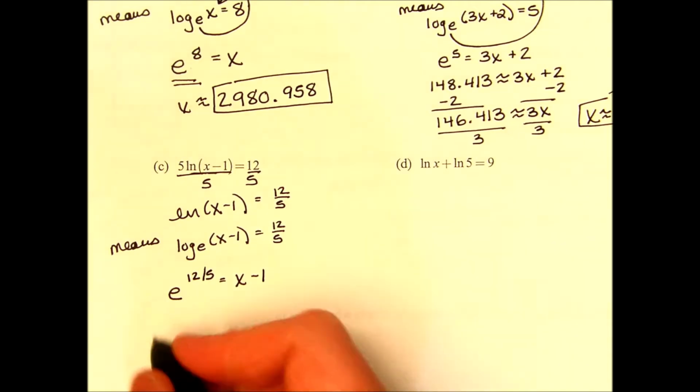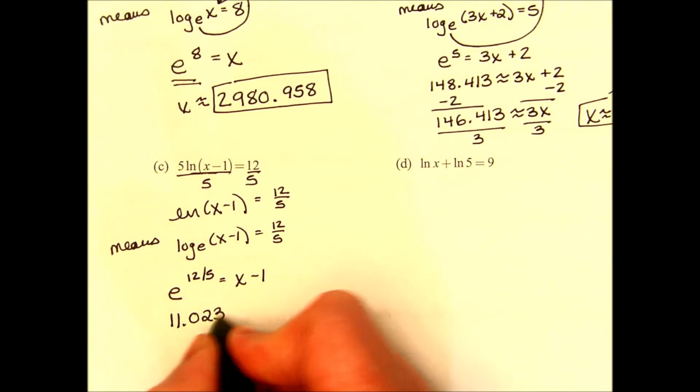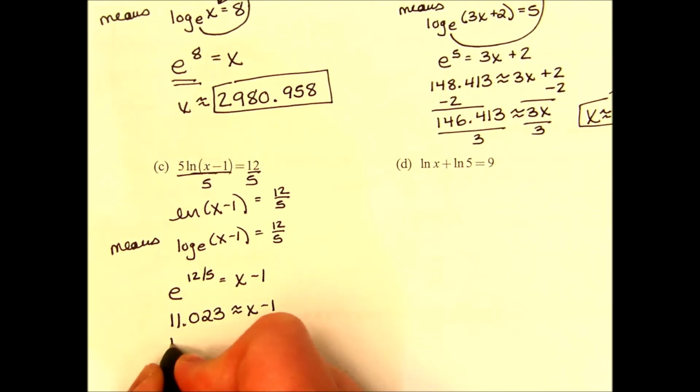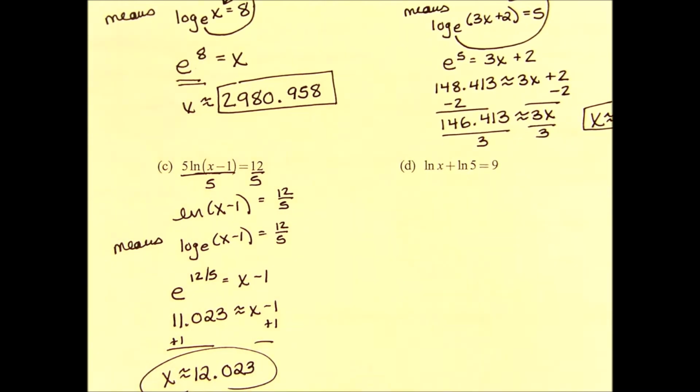Go to the calculator. That'll give you 11.023 is about x minus 1. Adding 1 to both sides gives me a final answer of x is about 12.023. Last example in this section.